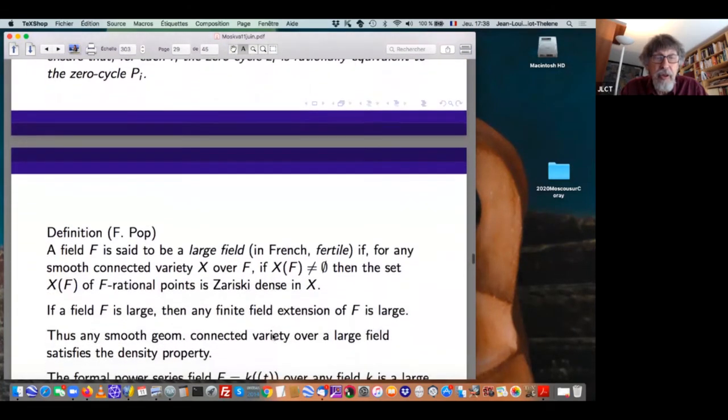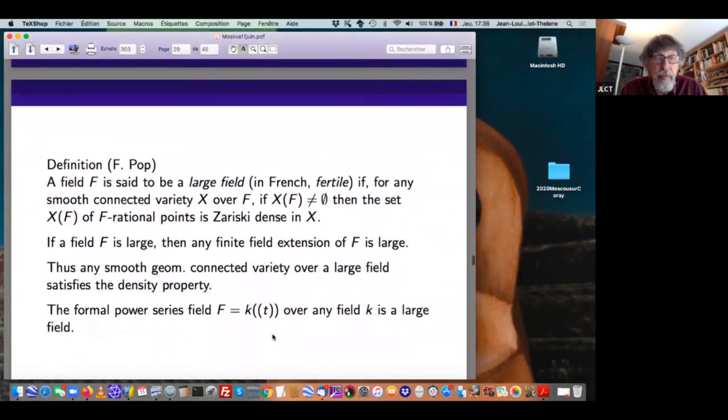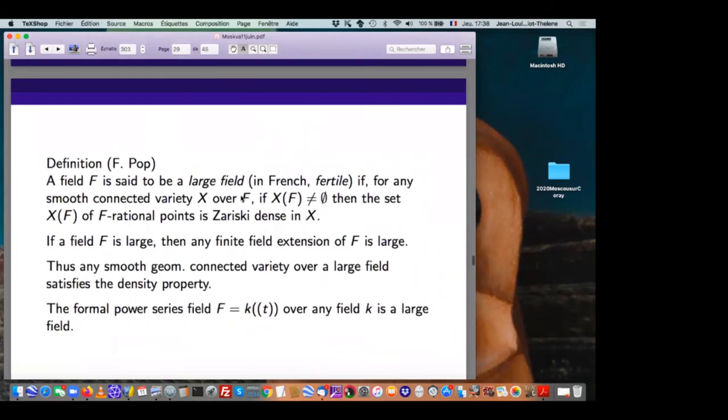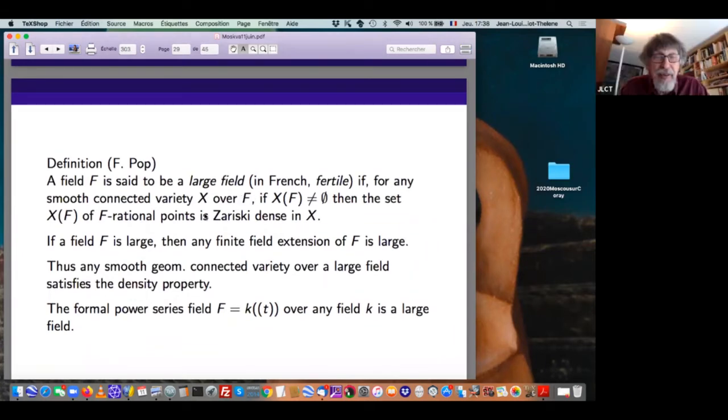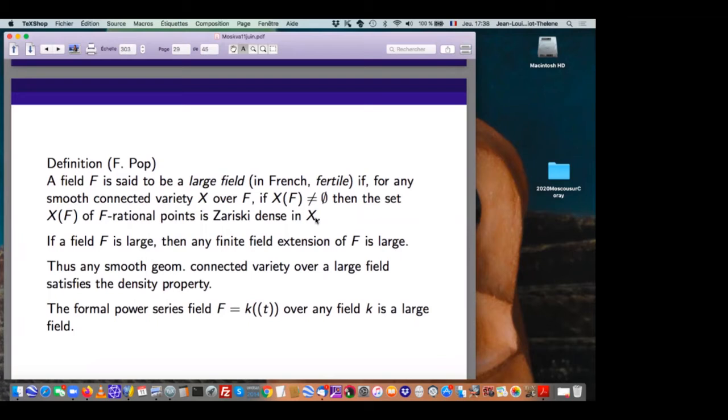Now, here's a definition by Pop, Florian Pop. A field is called a large field. In French, it's fertile. And in Russian, you have the choice between shirokoye polye or plodotvornoye polye. Then the set of rational points is Zariski dense. So as soon as you have a rational point, you want the set of rational points to be Zariski dense.